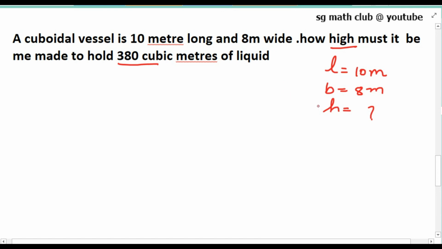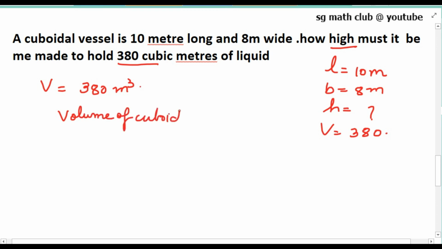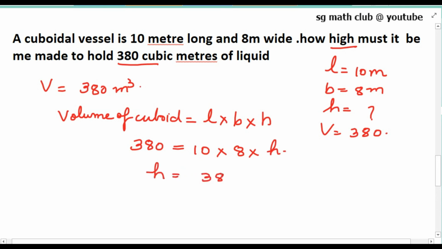Now the volume of the cuboid they have already given as 380 cubic meters. So volume is equal to 380 meter cube, and we are going to write volume of cuboid is equal to length into breadth into height, and in the place of volume we will substitute 380. Length is 10, breadth is 8 and height we will write as h only. So height is equal to 380 divided by 80, which is equal to 4.75 meter. So thank you for watching my video.